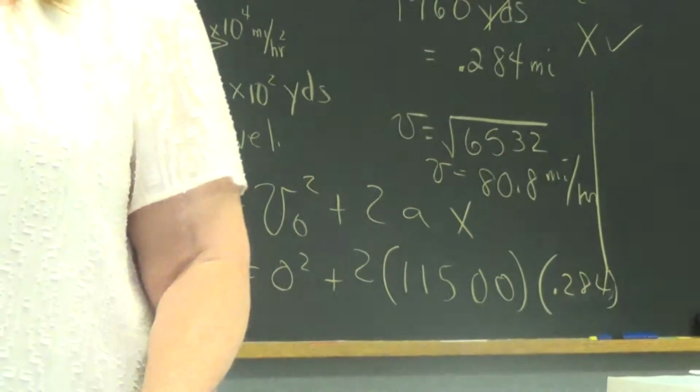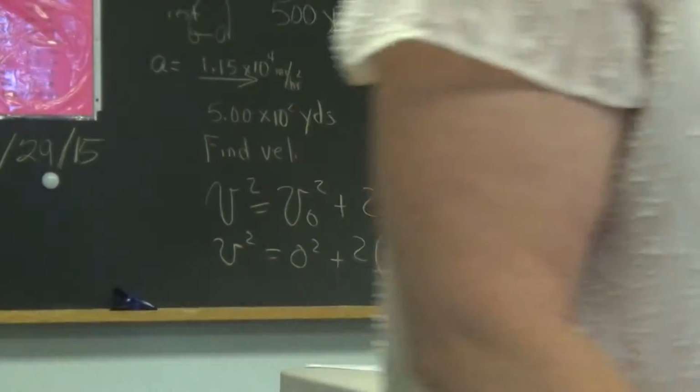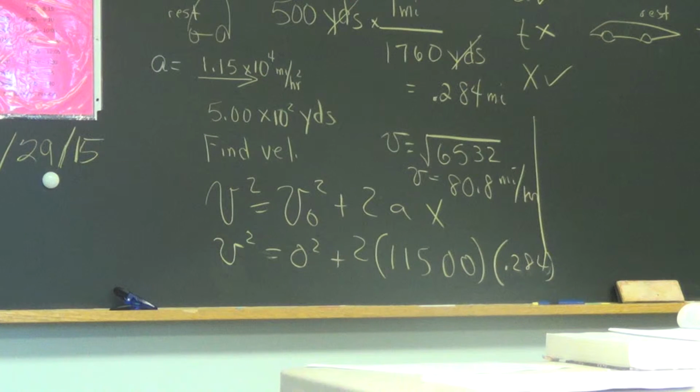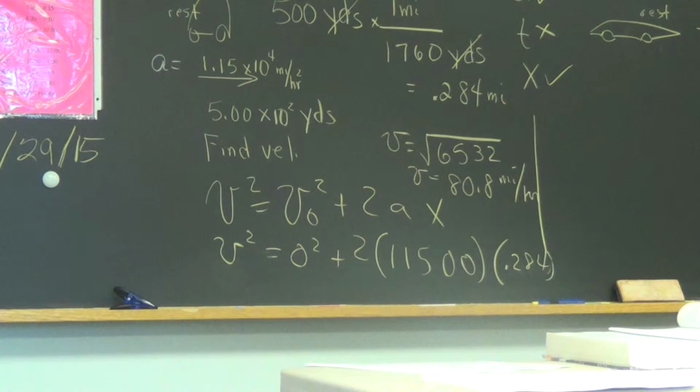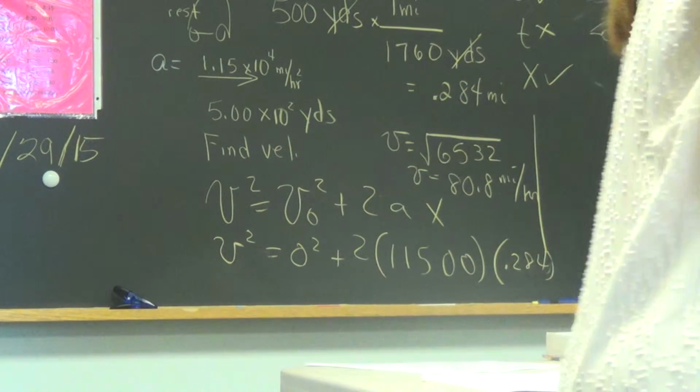All right, were you able to get 80.8 on that one? You could be writing that in right here. What about you? Did you get 80.8? How about you, Zach? Did that come out? Yes? No. Okay, did you have a mistake earlier? Yeah. Okay, what was it?